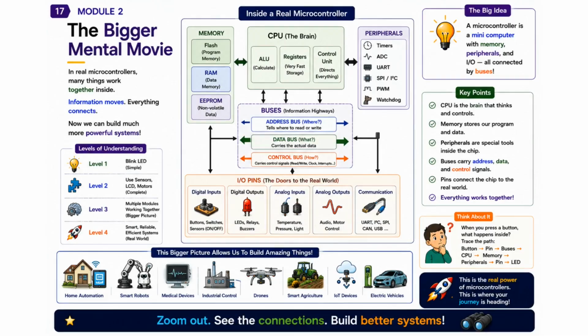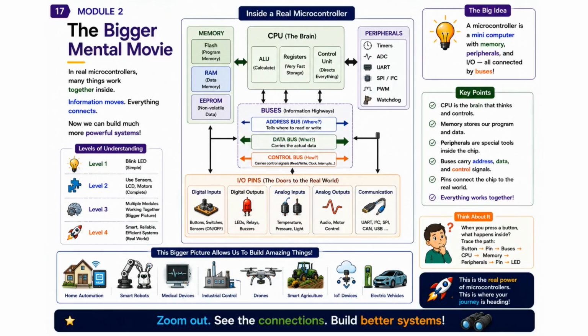A real microcontroller is much more than a simple black box. It is actually a complete mini-computer on a single chip. Many different building blocks work together at the same time. At the center is the CPU, the brain of the system. Inside the CPU itself, there are even more specialized components. The ALU performs calculations. Registers provide extremely fast temporary storage, and the control unit coordinates everything that happens inside the processor.